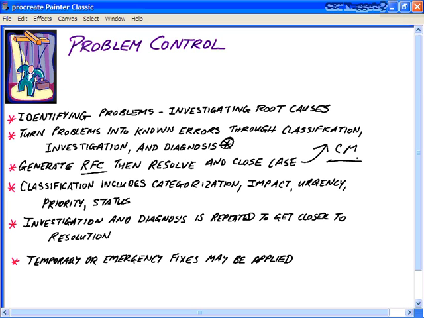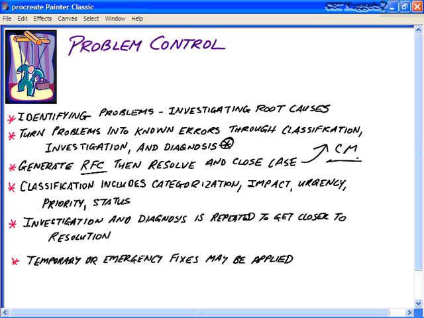Now, I mentioned that turning a problem into a known error is done through a process of classification, and that's true. Classification itself includes several different techniques. There's the process of categorization, or to categorize. You identify the relevant domain or the relevant area for this problem. Is it a security problem? Is it a security incident? Is it a hardware issue? Is it a software issue? Is it an in-house application error? Is it a vendor-specific application error? You see the point here.